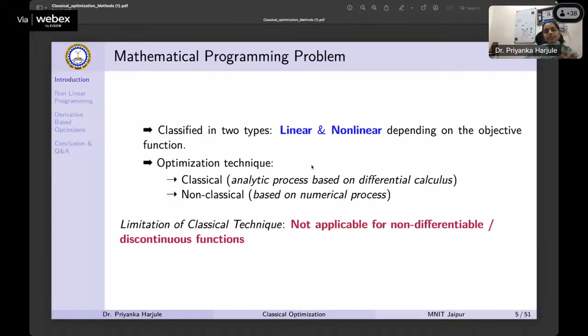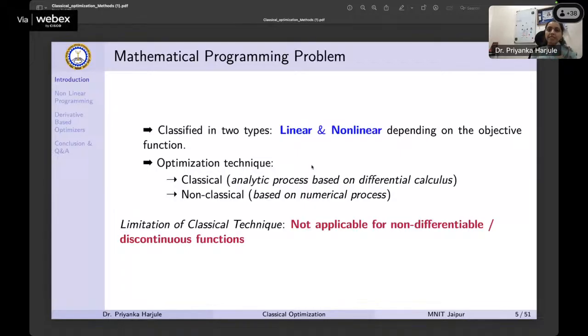So this is classified into linear and non-linear problems. Linear programming problems, or linear optimization problems, are the ones which have a linear objective function, and non-linear programming problems are the ones which have non-linear objective functions. Okay, in machine learning and neural networks, usually you come across non-linear objective functions.